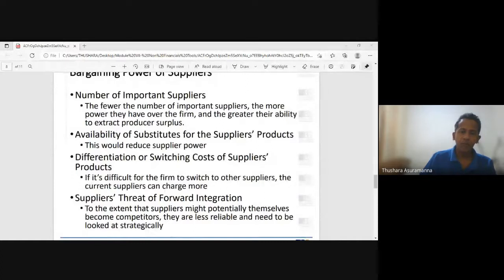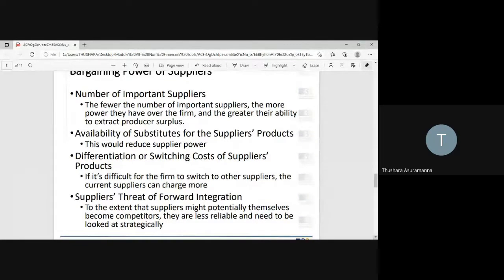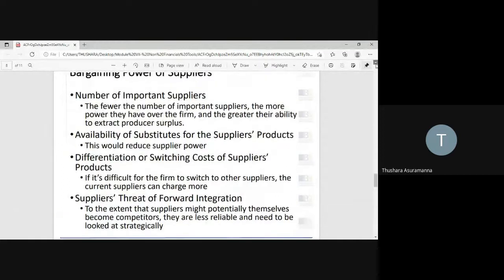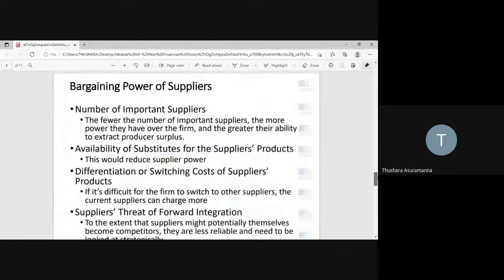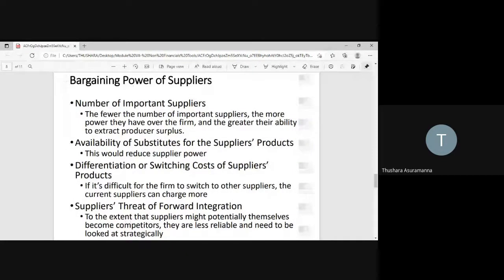Then we move to the third one. Bargaining power of suppliers. What is that? Bargaining power of suppliers is all about how we are going to handle suppliers. There are several attributes that are going to decide this bargaining power.